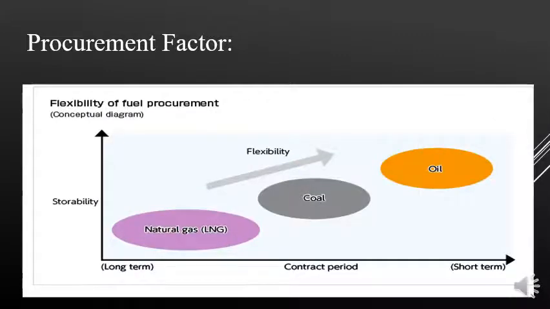In terms of the flexibility of procurement factor, oil is very highly flexible in terms of procurement. So in terms of procurement, we should choose oil. The second one is coal in terms of flexibility, and the third one is natural gas. Basically, procurement flexibility depends upon the storage. So we should use oil in terms of procurement.